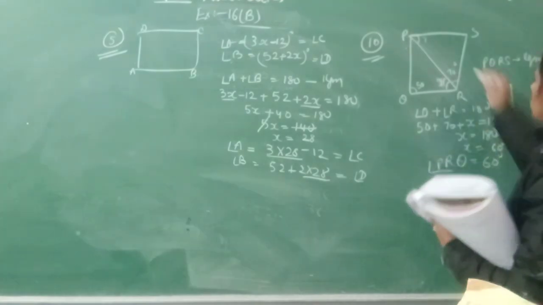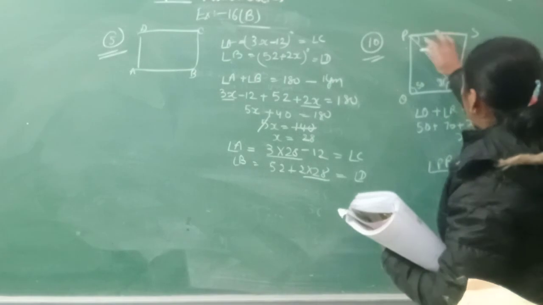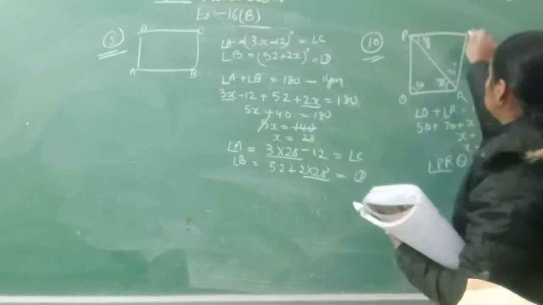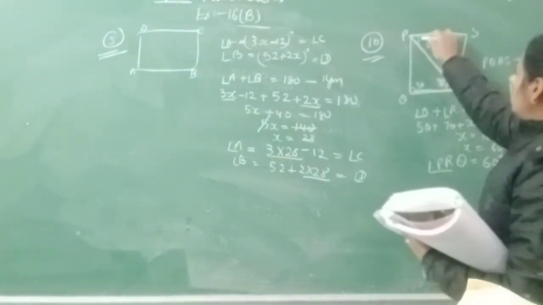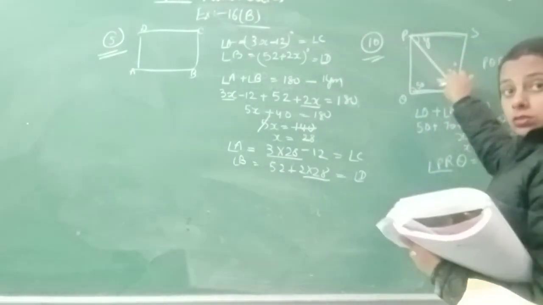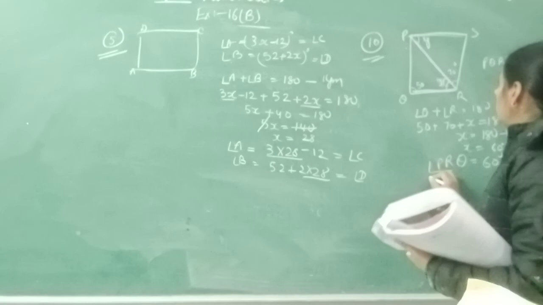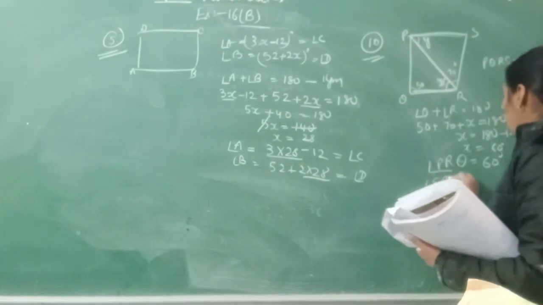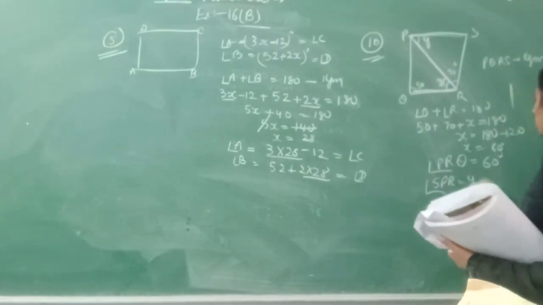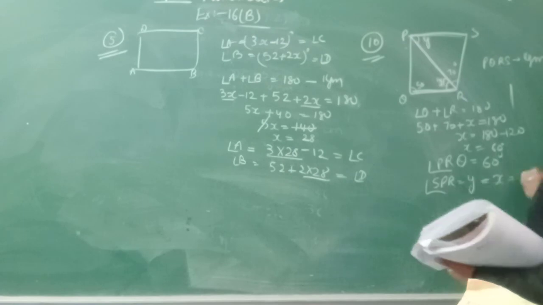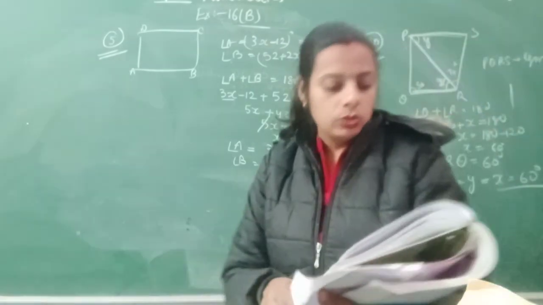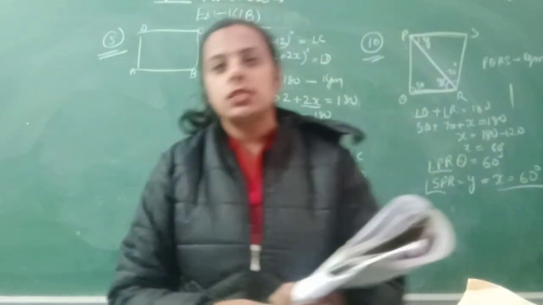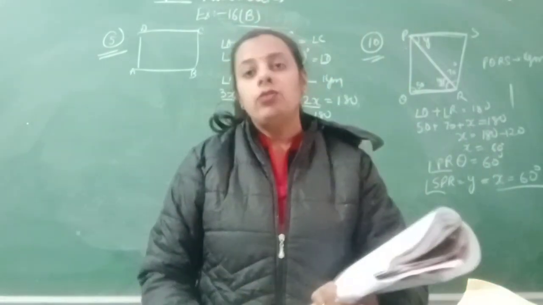Now as you can see that angle Y and angle X are forming alternate interior angles. Clear? So angle SPR, that is equal to Y, will be equal to X, that is 60 degrees. So you will try all the questions, 1 to 10, of this exercise. Thank you and have a nice day.